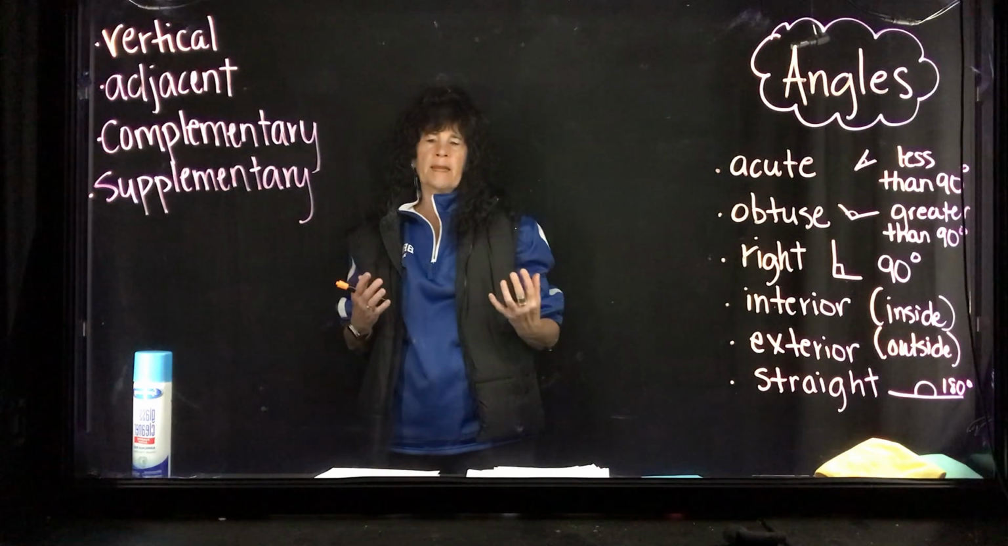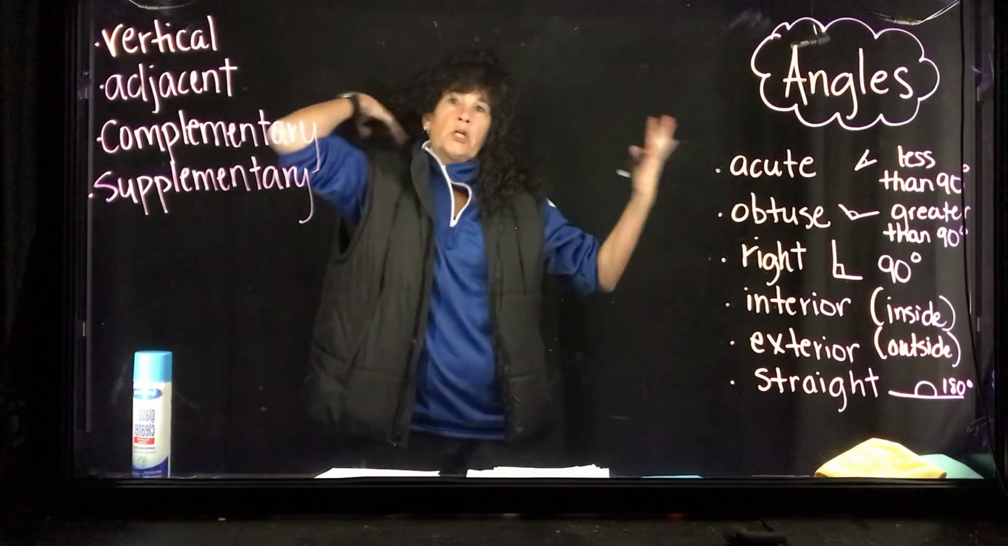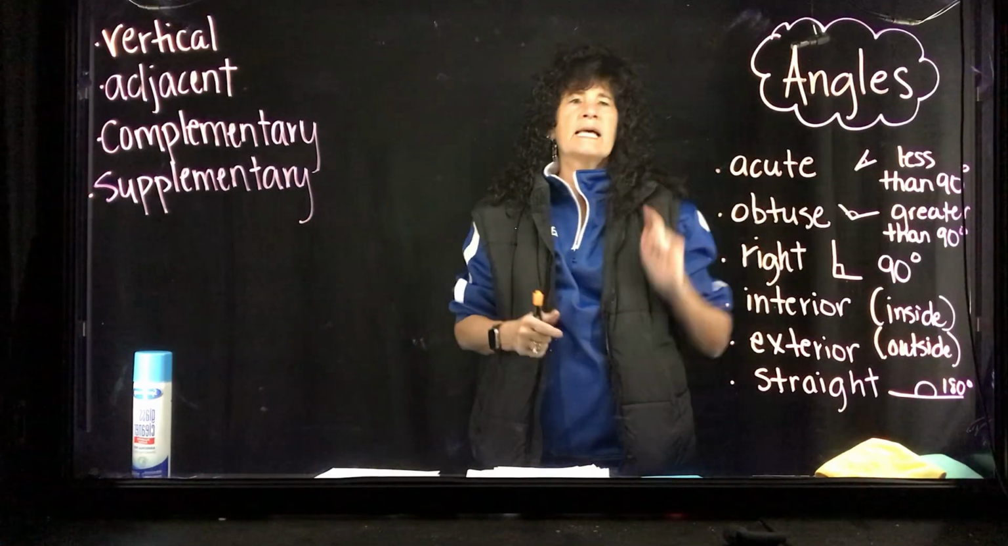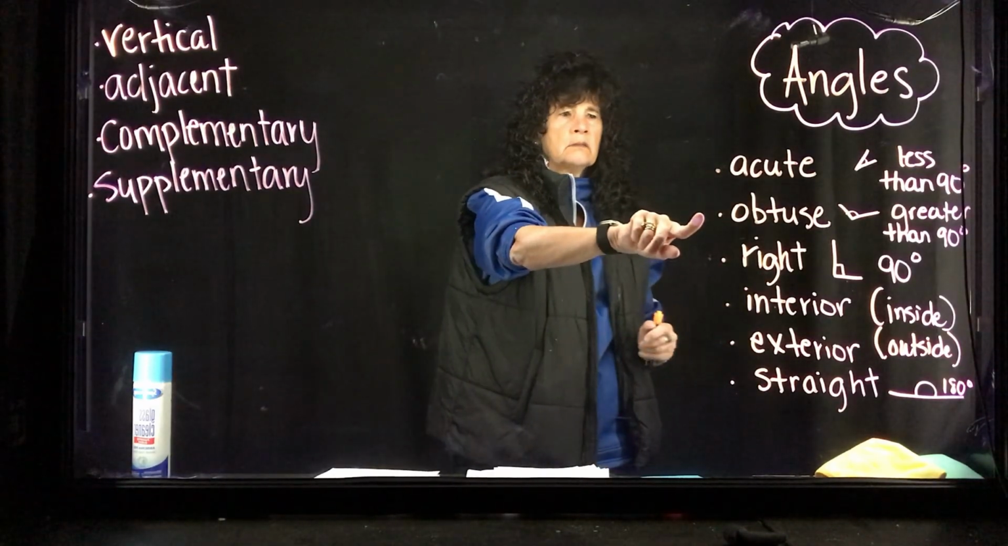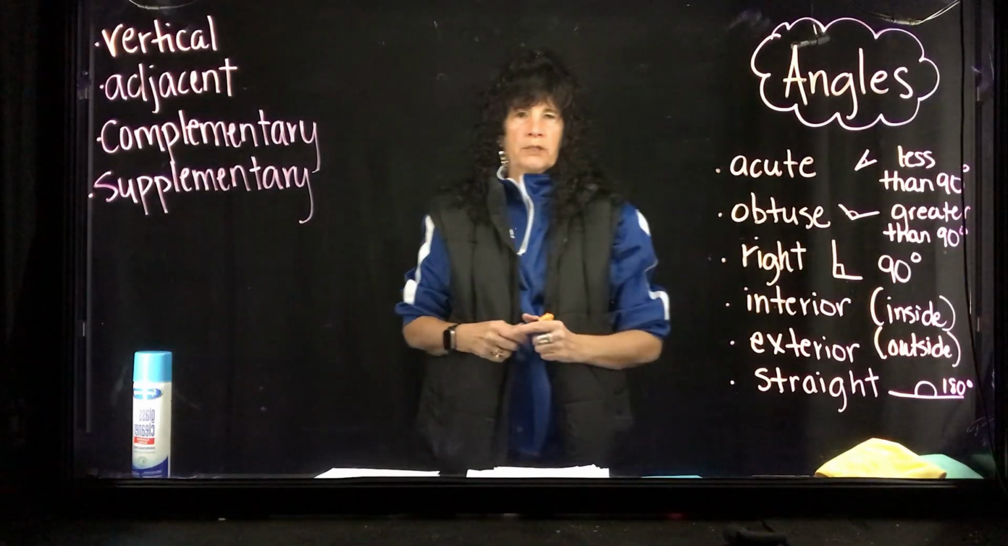All right, let's talk about some angles. I hope some of this is review for you. An acute angle is an angle that is less than 90 degrees. An obtuse angle, like this, is an angle that is greater than 90 degrees.